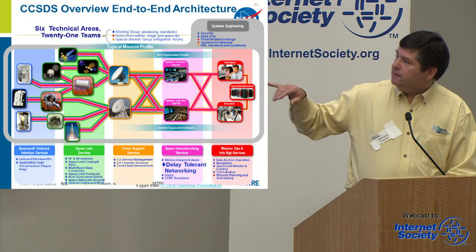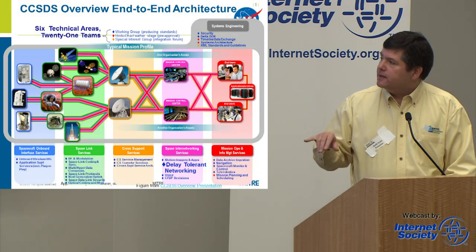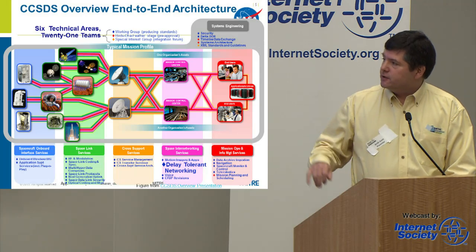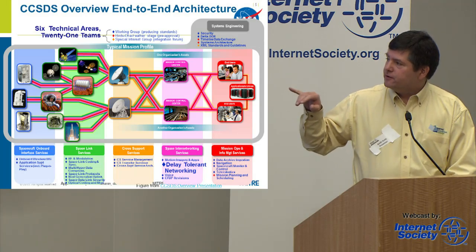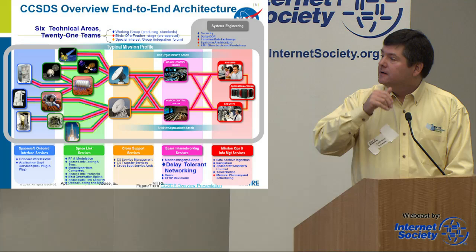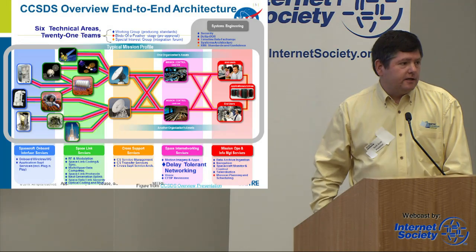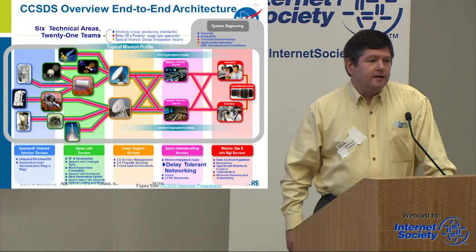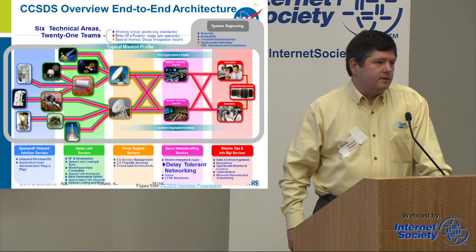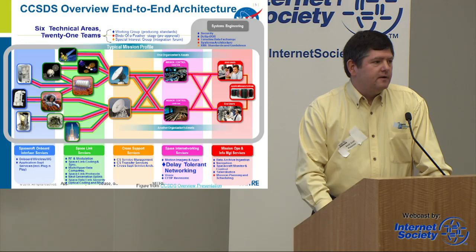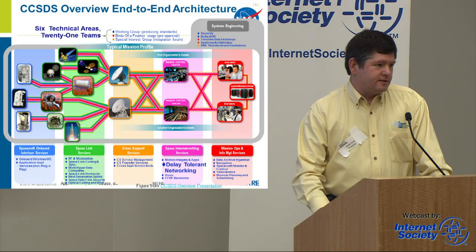The sort of purpley thing here in Space Internetworking Services is where I live. I'm the area director for Space Internetworking Services, which is doing a bunch of things that are sort of application layer like things like voice and CFDP, but also standardizing delay-tolerant networking. And here we've taken the work that was done originally, and standardized originally through the IRTF, and have imported it then into CCSDS.